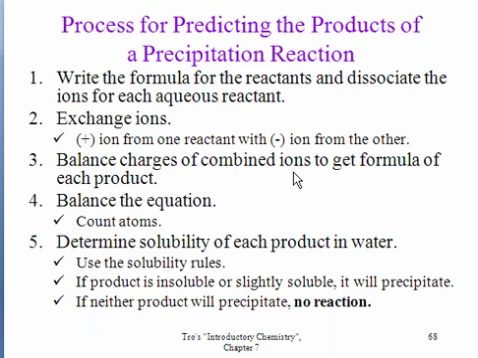The positive from the first reactant goes with the negative from the second. Balance the charges of the combined ions to get the correct formula of each product, balance the equation, and then use the table to determine the solubility of each product in water. If it's insoluble or slightly soluble, it would have a subscript of S, and if it's soluble, it's going to have a subscript of AQ. If both products have an AQ, then no reaction has occurred.